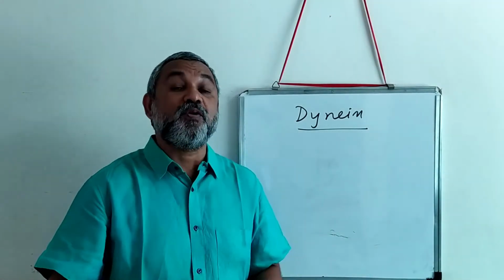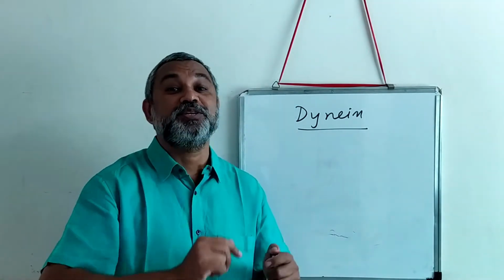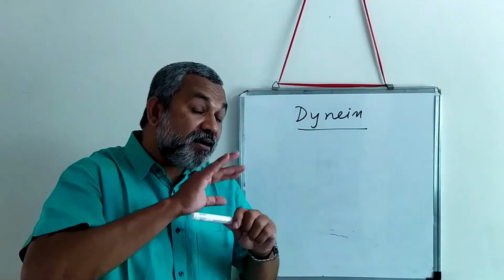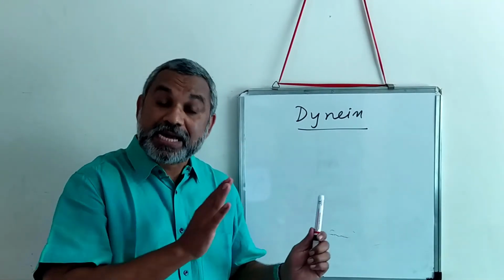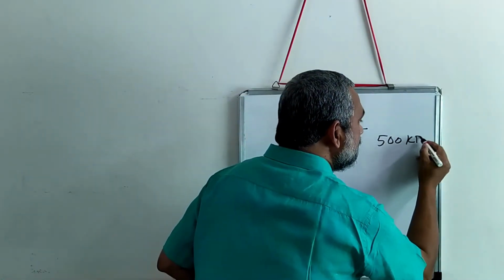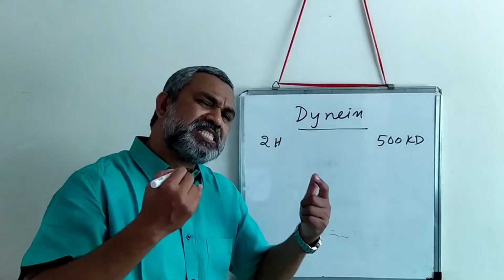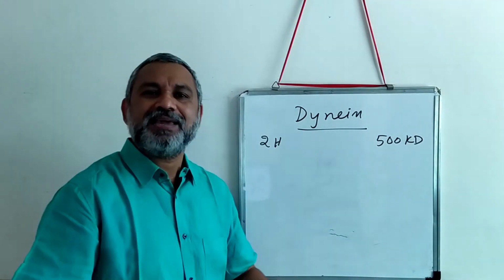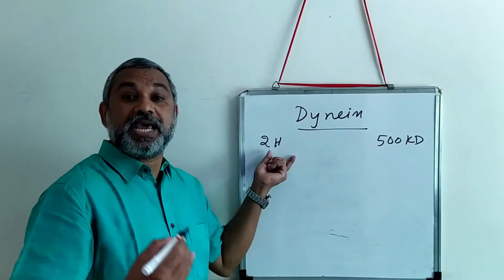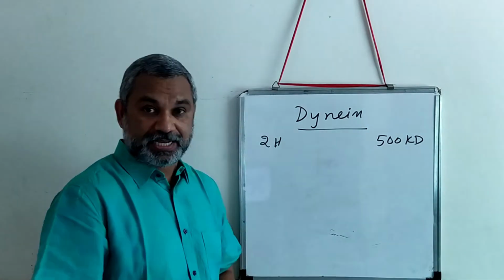Dynein is another important motor protein which uses microtubules for movement of cargo. If you look at the structure of dynein, it is a highly complex structure in comparison to kinesin. The molecular weight is about 500 kilodalton. This also has 2 heavy chains and several intermediary as well as several low molecular weight chains present in the structure of dynein.